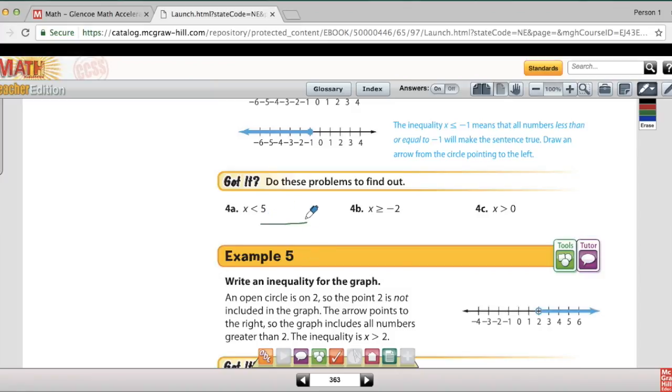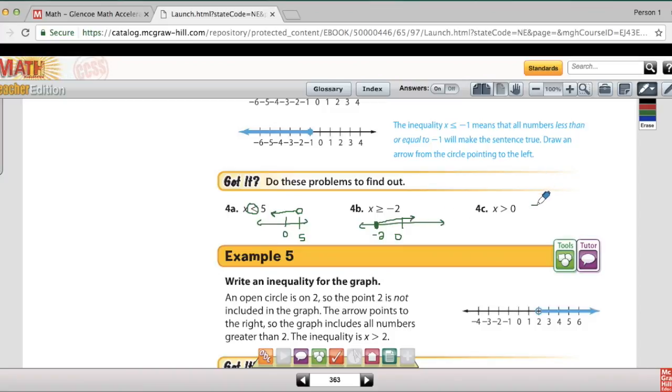X is less than 5. So the way we're going to do that is put a 0 here, a 5 here. It's an open circle because there's not a line underneath that. So an open circle with an arrow going to the left because those numbers are less than 5. Greater than or equal to -2. Here's my 0. Here's my -2. That's going to be a closed circle with an arrow going to the right.